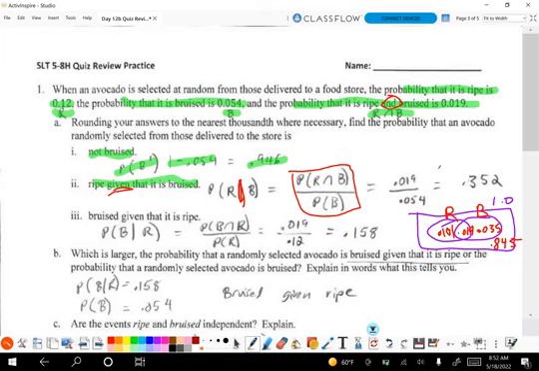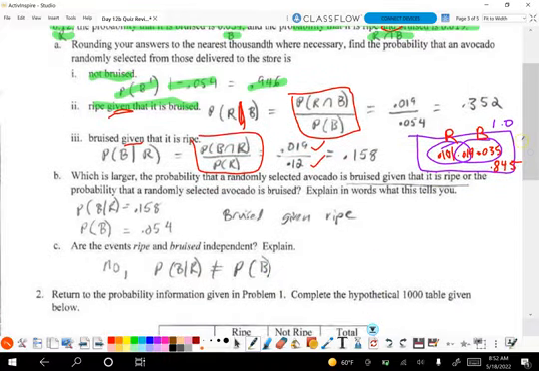Bruised, given that it is ripe, is another conditional probability. I'm going to use the same formula, but this time the only thing that changed is the denominator, because I'm not taking the ripe and bruised in the context of the bruised avocados. Now I'm looking at it in the subgroup of ripe avocados. So once again, these probabilities are given in the paragraph above. 0.019 divided by 0.12 is 0.158.